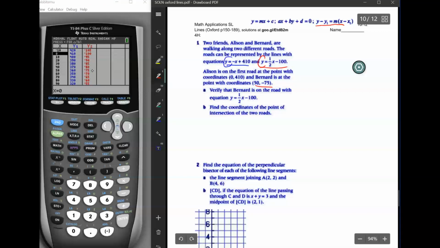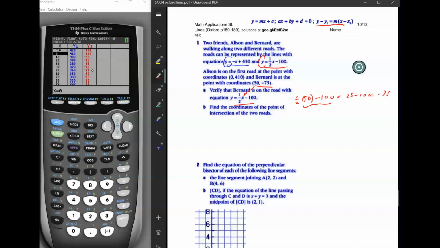Okay, what if you didn't have the calculator or you wanted to demonstrate this algebraically? Well, basically just put the 50 in here, and then the y that corresponds to the 50 for the red equation would be negative 75. You would do 1/2 times 50 minus 100, which is equal to 25 minus 100, and you could just put this in the calculator, and that would give you negative 75. So you've confirmed it algebraically, and you've confirmed it on the calculator.